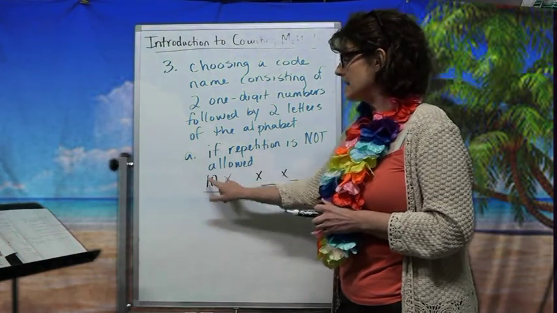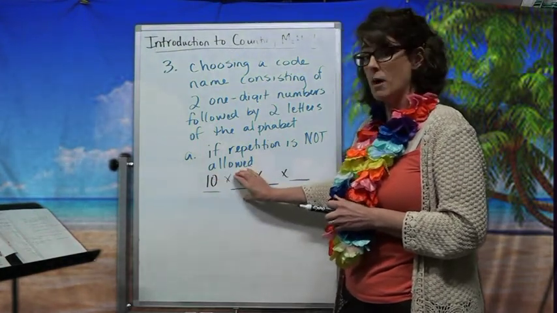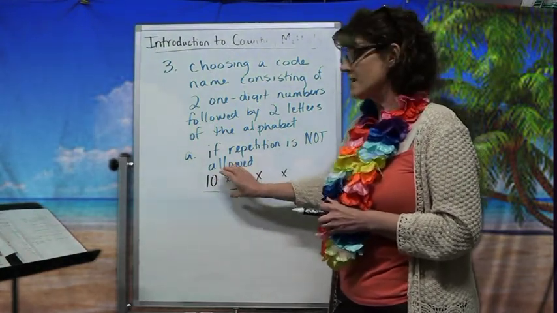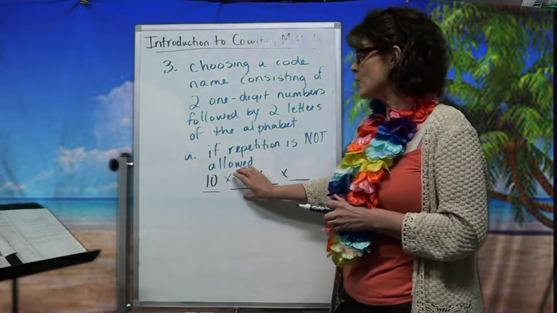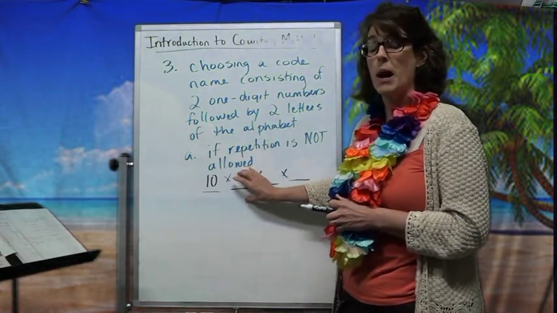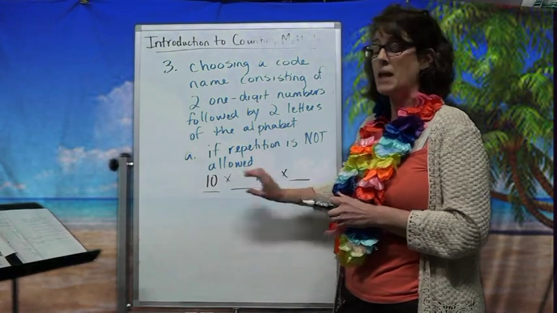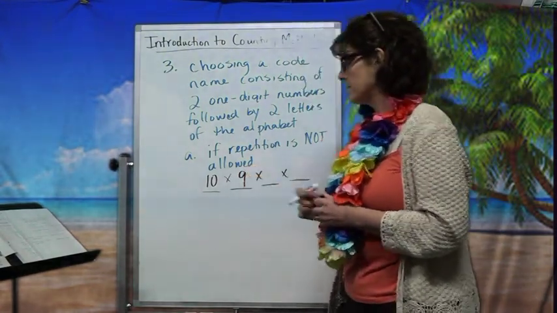So what that means is I had 10 options here. I should have had 10 options here, but one of those that I selected, I can't use anymore. So now I don't have 10 options in here anymore. How many options do I have? Absolutely, I've reduced it by 1.